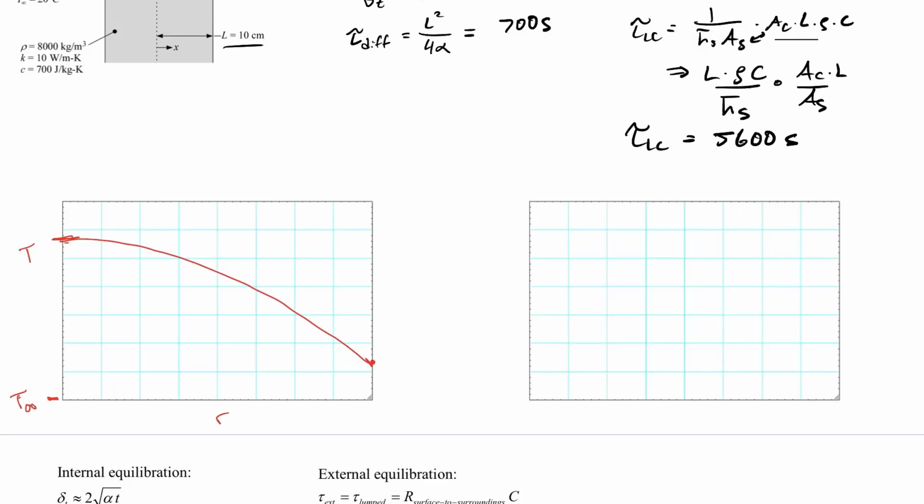What we just decided is that it's going to take much less time to come to internal equilibrium than to external equilibrium. So what's the plot going to look like at, say, 700 seconds? At 700 seconds, the wave has propagated through and we're at our first hint of internal equilibrium. That would be something like this.